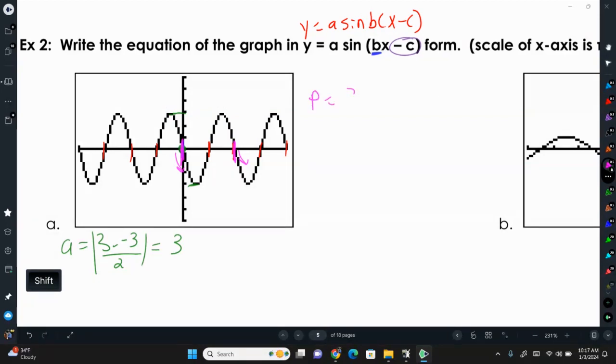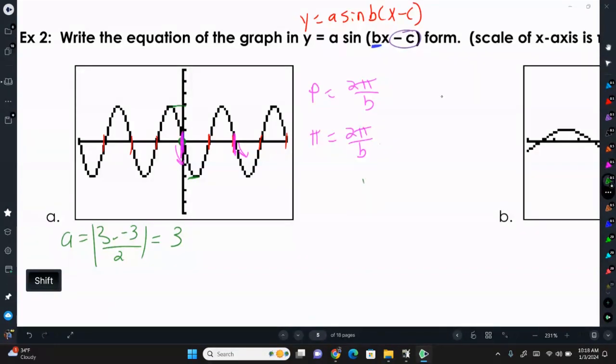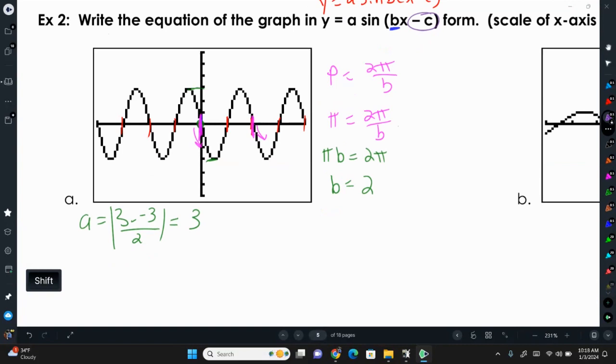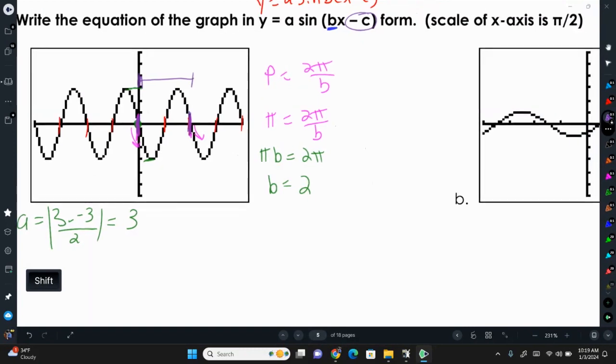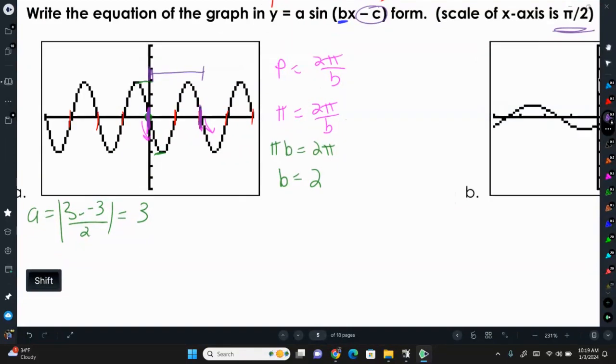So remember, period equals 2 pi over b. Well, if our period is pi, that's pi equals 2 pi over b. So we multiply both sides by b, we get pi times b equals 2 pi, and then we divide everything by pi, our b value is 2. And again, the reason why we know the period is pi is because the function repeats itself in this interval here, which is 2 tick marks, and we're told that the scale is pi over 2, so 2 of those would be 2 pi over 2, or 1 pi.